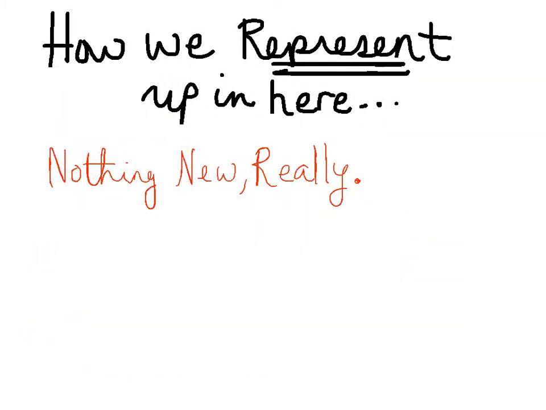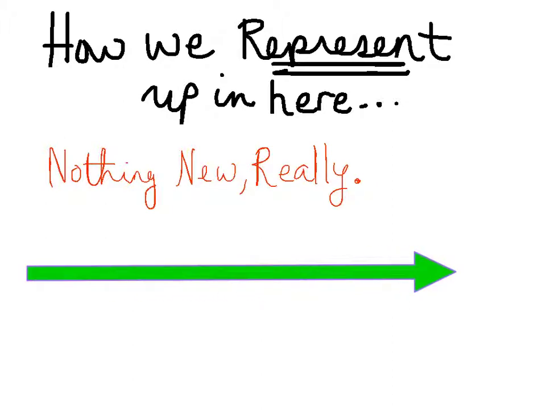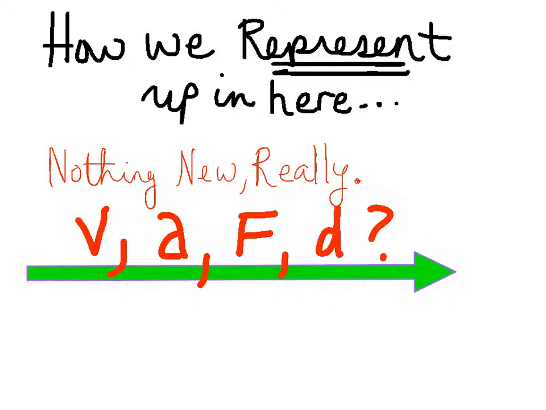So, how do you represent a vector? The idea is nothing new, really. You've already been doing it, whether or not you realize it. This is how you represent a vector. It's an arrow in the direction of whatever vector quantity it is you're dealing with. This could be velocity. It could be acceleration. It could be force. It could be displacement. Any one of these. It's a vector. It's a magnitude in a particular direction, and from now on we're going to use arrows to represent our vectors.